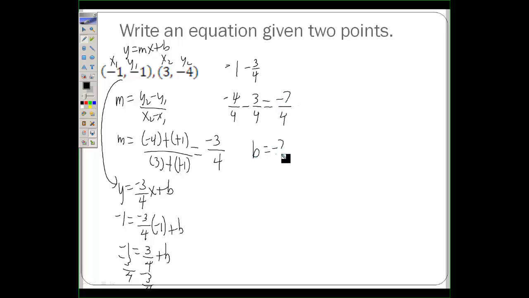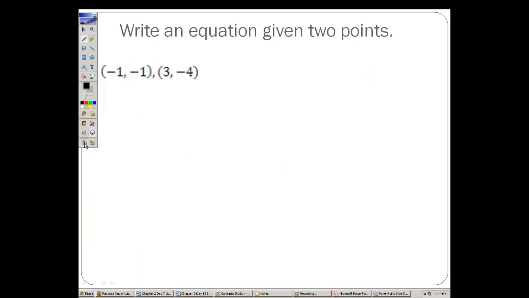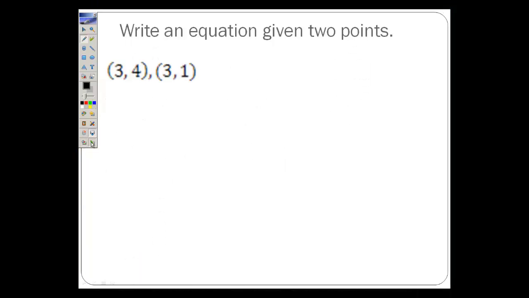So my b value equals -7/4, but what they asked me to do is write the equation of a line, so I need to write it as y equals my slope, -3/4 x minus 7/4. This is my solution. Okay, another good problem with a lot of fractions in it. Okay, let's just do one more. This one shouldn't be too bad.